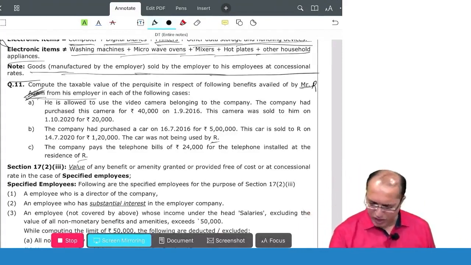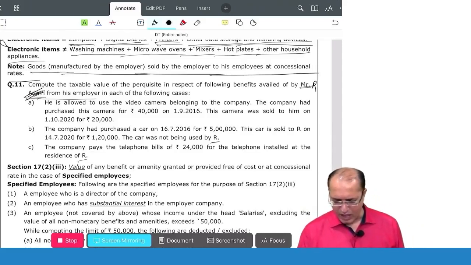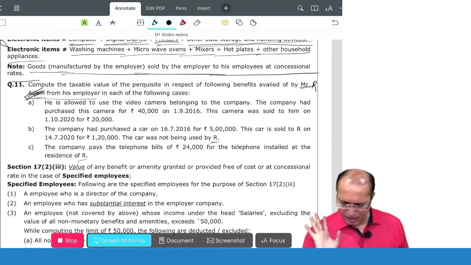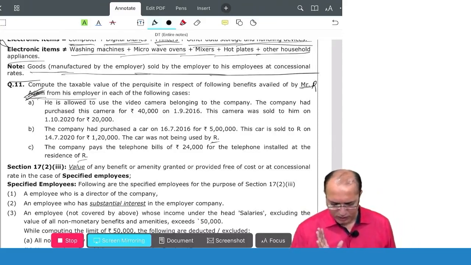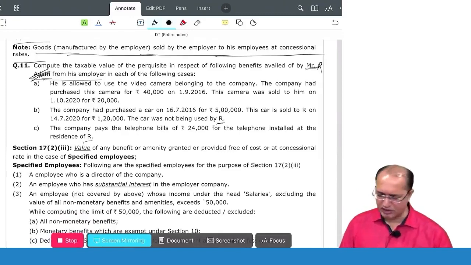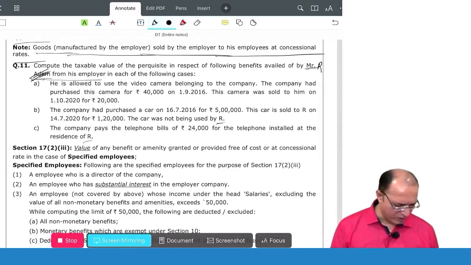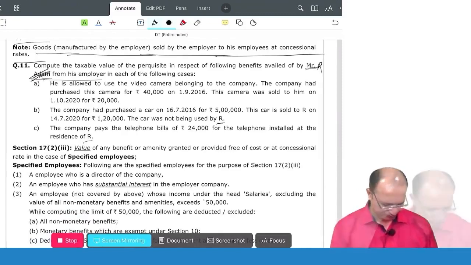I am giving you sharp 3 minutes time. Right now it is 8:21 on my watch. I can give you 3 minutes time, that is up to 8:24. Do the calculation and give me the perquisite value for point A, point B and point C separately.